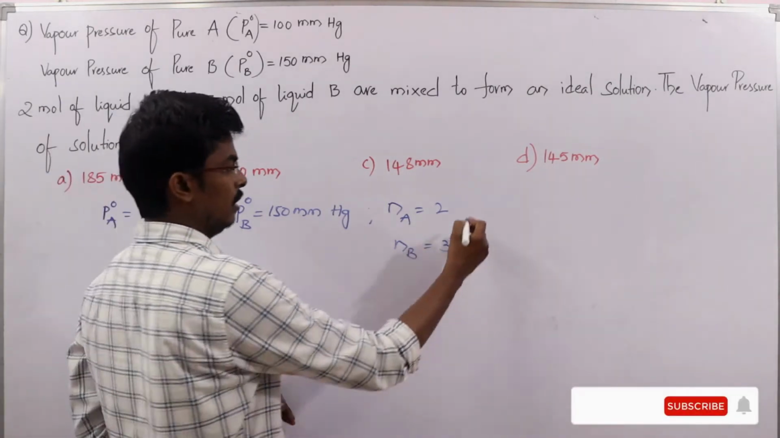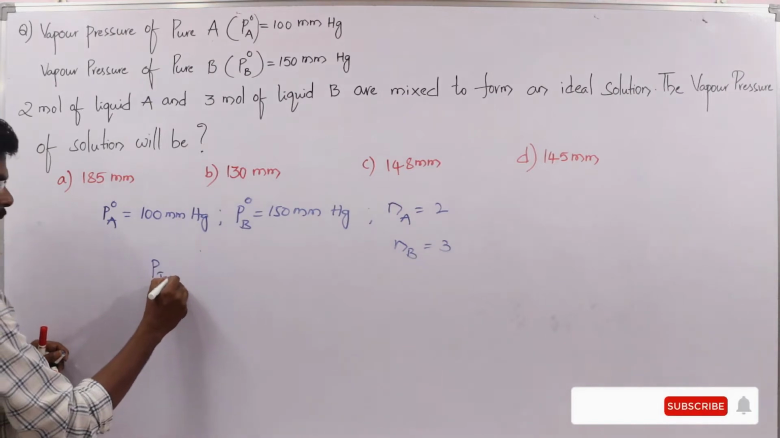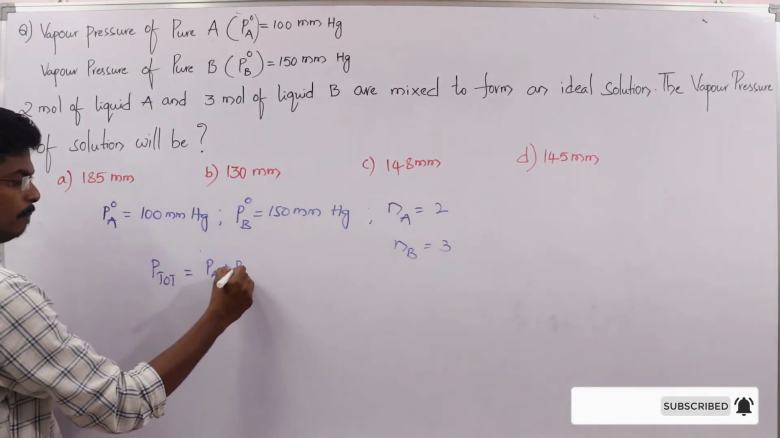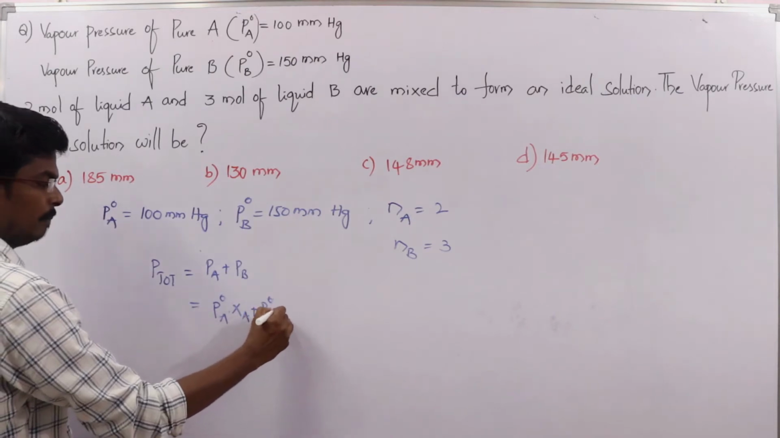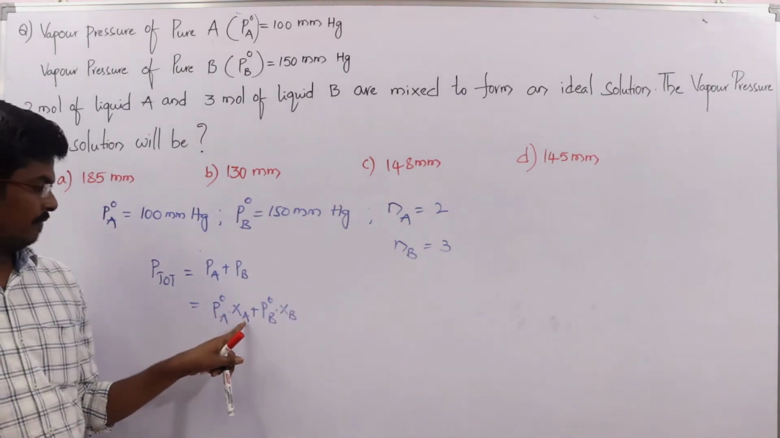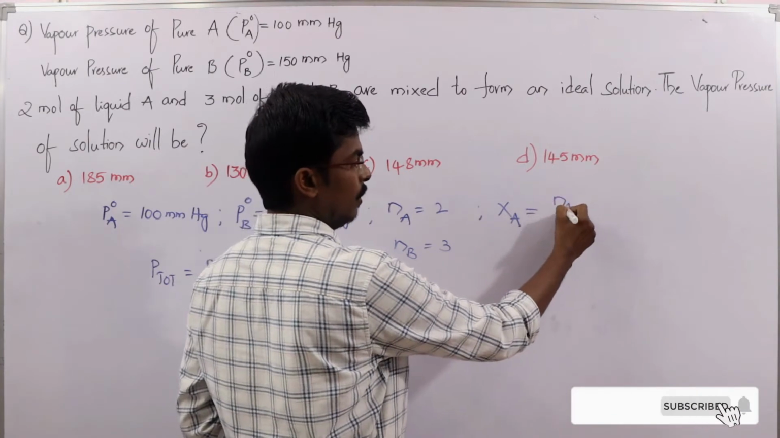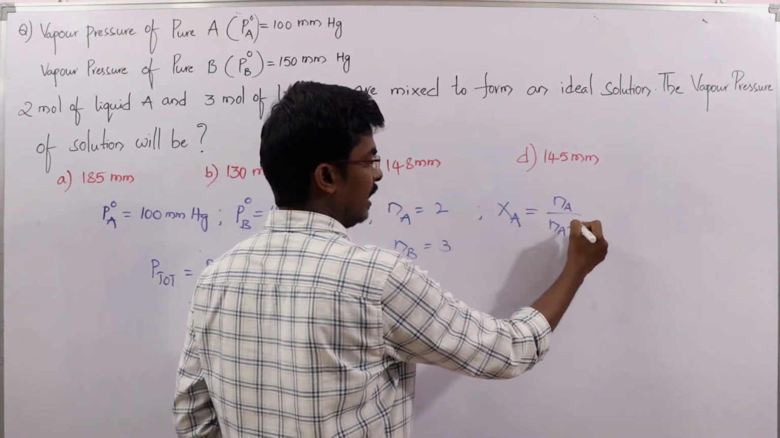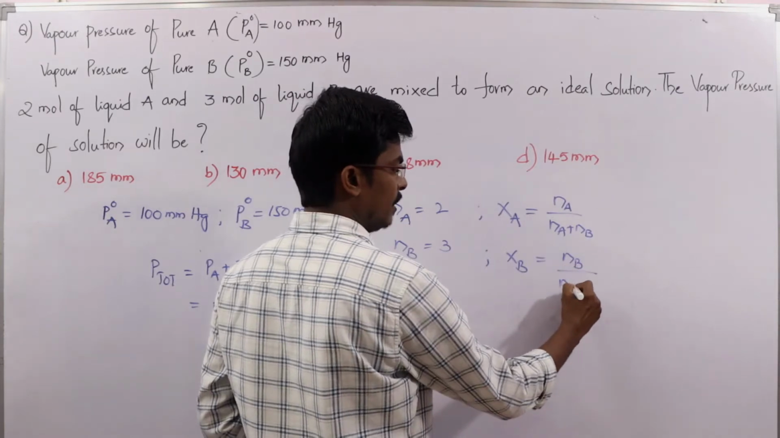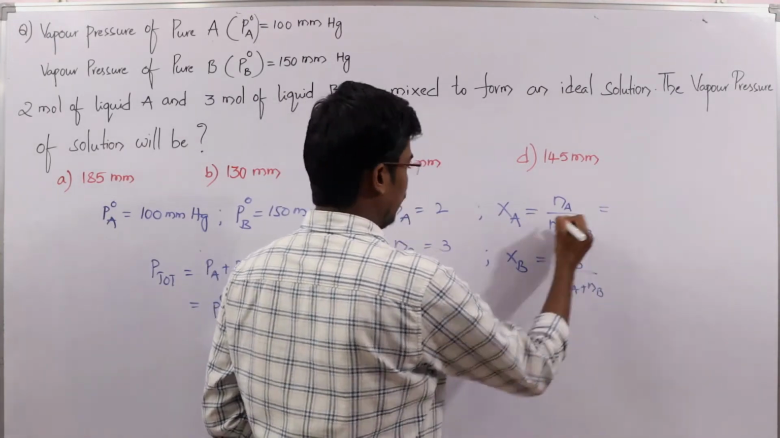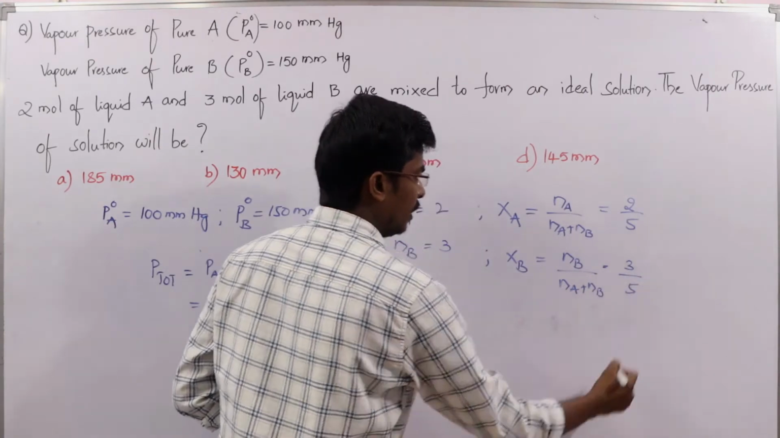From Raoult's law, what is the formula we have? P total is equal to Pa plus Pb. Otherwise, it is also possible to write P naught A XA plus P naught B XB, where XA is the mole fraction of A and XB is the mole fraction of B. The mole fraction XA is equal to Na by Na plus Nb, and XB is equal to Nb by Na plus Nb. You already know this. Na is 2 and Na plus Nb is 5, so XB is equal to 3 by 5.